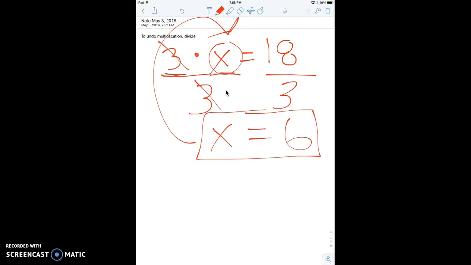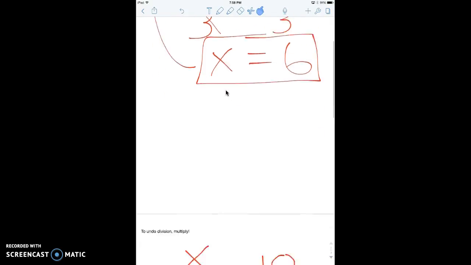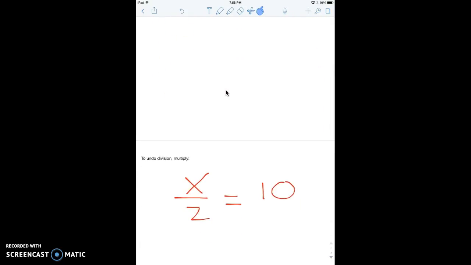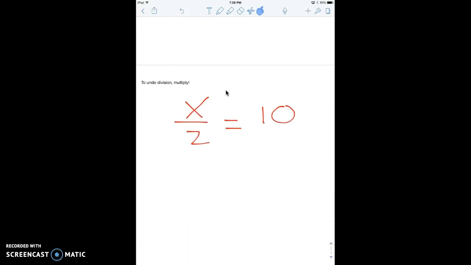Our next focus is a division problem. In this situation now we are dividing x by 2, and it is equal to 10. Since we are doing division, a fraction x over 2 is the same as division, as you know. And to undo that, we are going to multiply. So we have x divided by 2, and we are going to undo the division by multiplying this by 2. And we'll make that 2 over 1 just for fun, because 2 over 1 is 2.